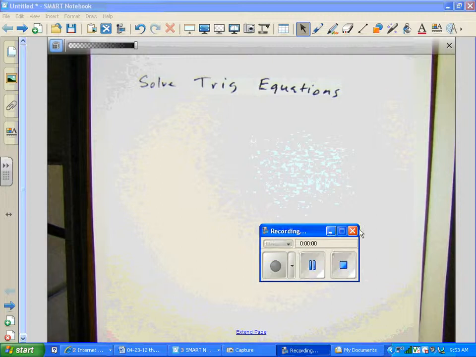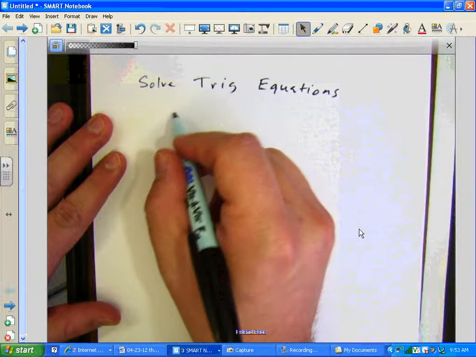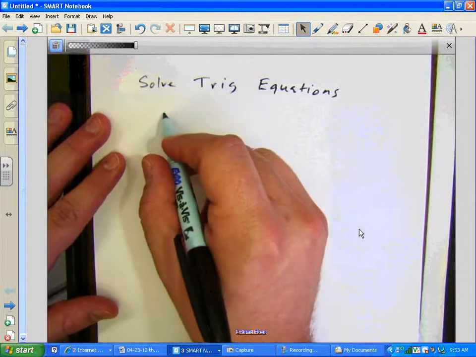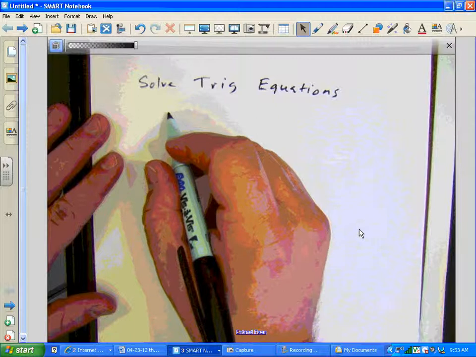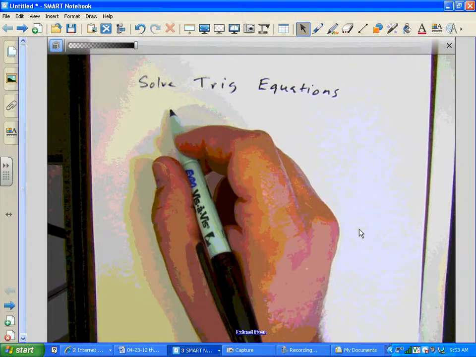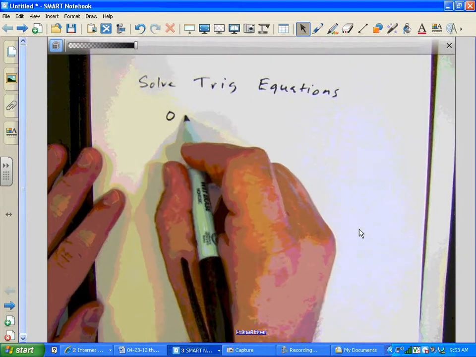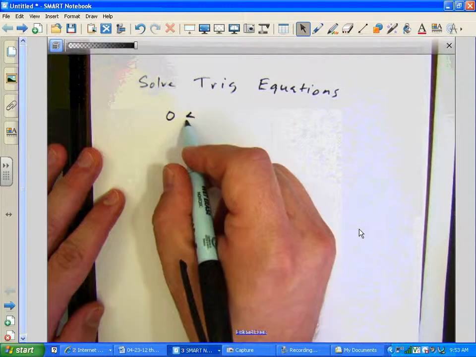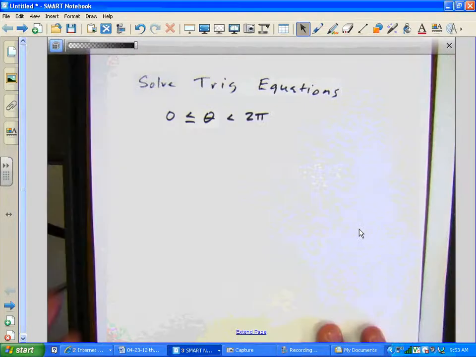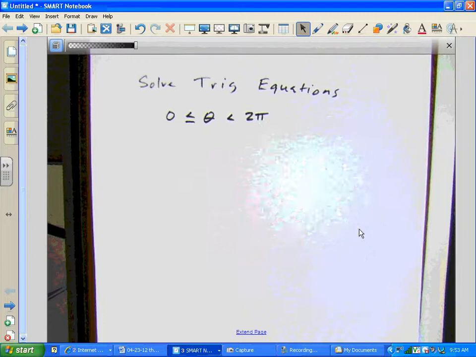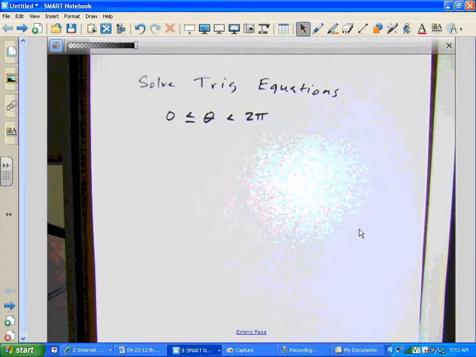Okay, so on your calculator, what we're going to find when we solve these trig equations is that a trig equation would most of the time have an infinite amount of solutions. So we only find the solutions that fall in a certain range, and that range here is between 0 and 2 pi. So that limits them a little bit, so we're not listing answers for every one.